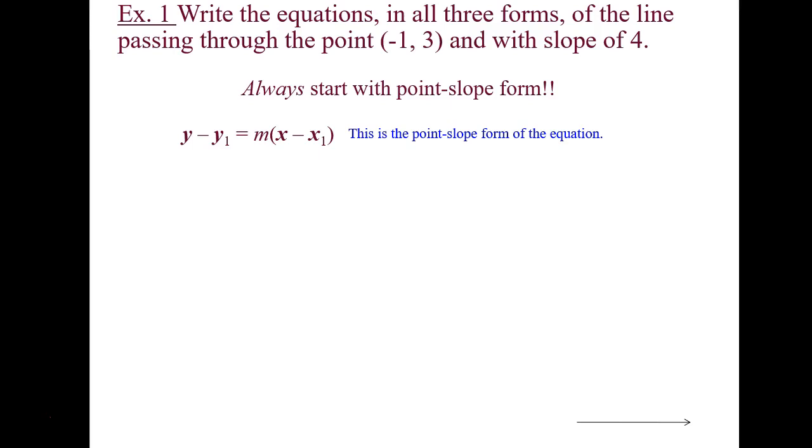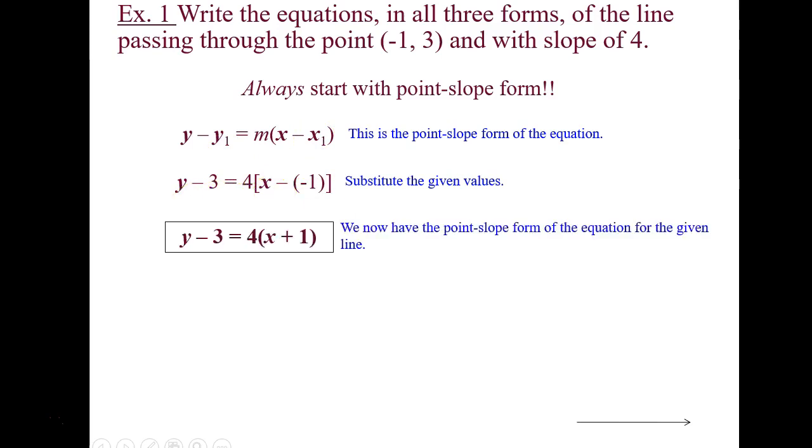Any point will do. So in this example, they gave us the slope, which is m, and they gave us the point (-1, 3). So I'm going to substitute that information into my equation. Notice where everything is. The slope m is 4. x1 is the x-coordinate, so that's -1. y1 is the y-coordinate, so that's 3. And then we've got the x and the y variable in the equation. Simplify that, just take care of that negative, and you've got the point-slope form for the equation of the given line. Now they wanted all 3 forms, so let's convert this next into slope-intercept form.